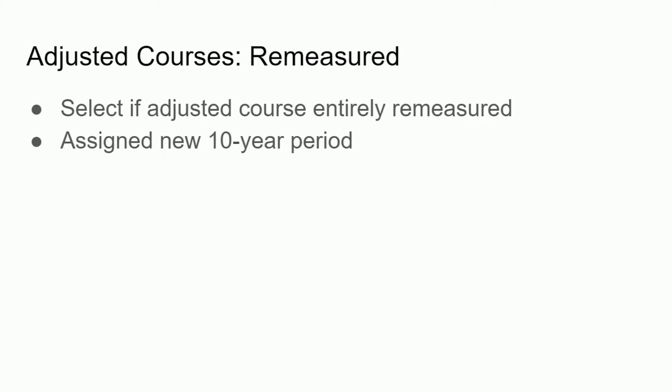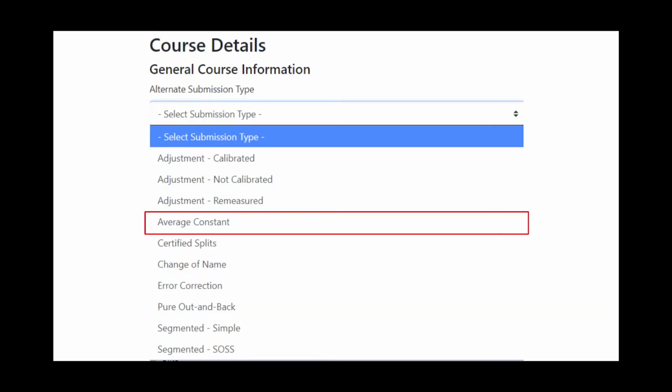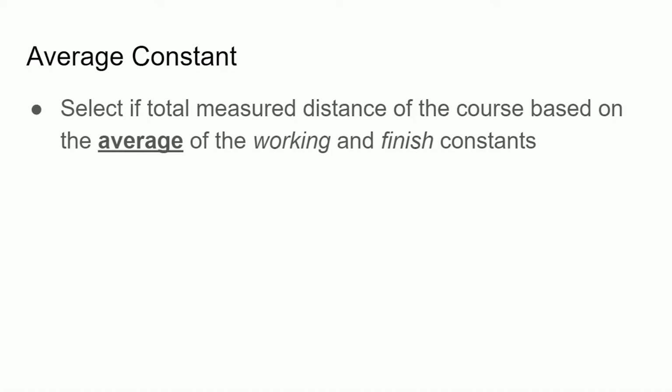Remeasured. Choose this selection for the adjustment of an active certified course that was entirely remeasured. The system assigns the course a new certification ID valid for 10 years on both the measurement certificate and the map stamp. Average constant. Select this category when the measurer uses the average of the working and finish constants in determining the total measured distance of the course.